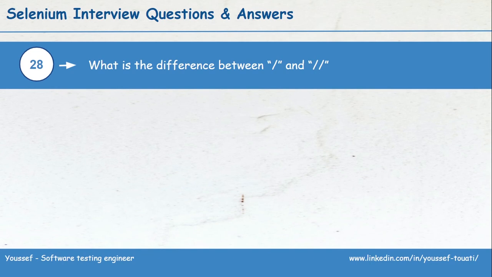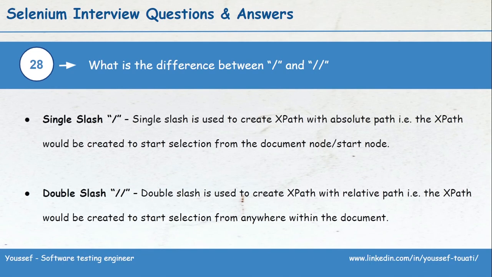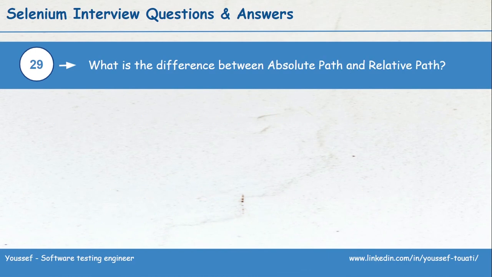What is the difference between slash and double slash? Single slash is used to create XPath with absolute path. The XPath would be created to start selection from the document node, the start node. Double slash is used to create XPath with the relative path. For example, the XPath would be created to start selection from anywhere within the document. Hope it's clear.